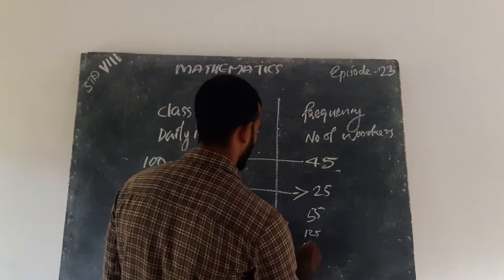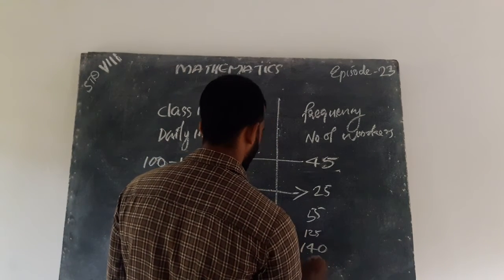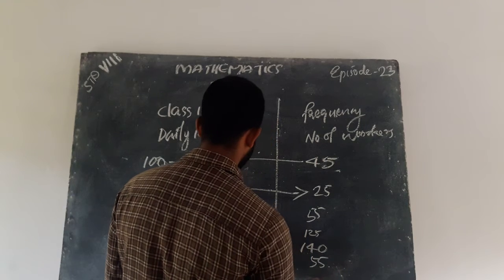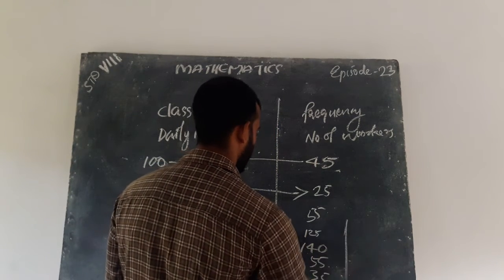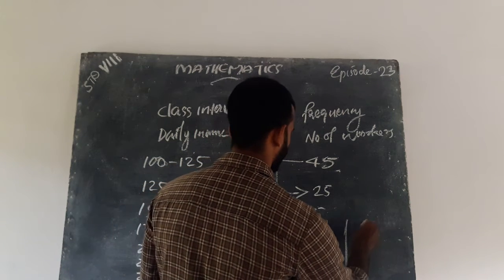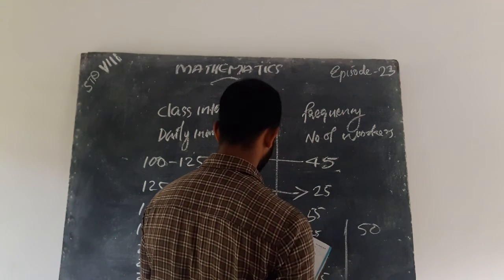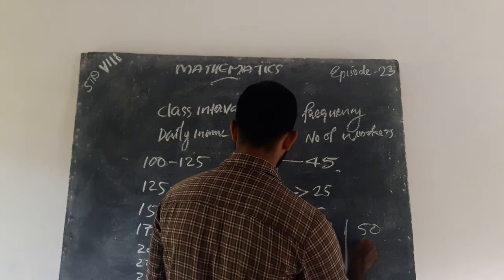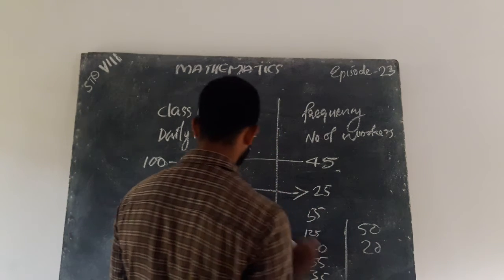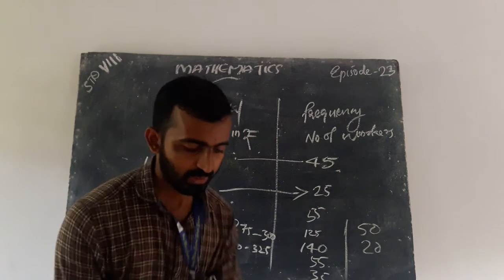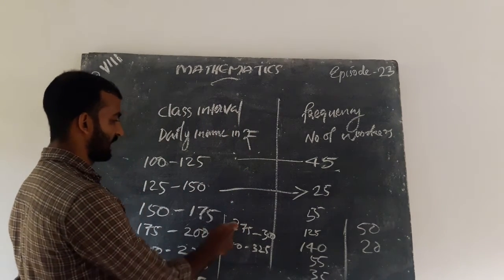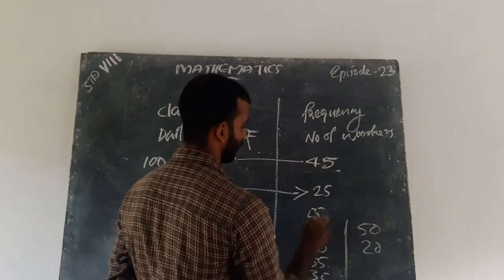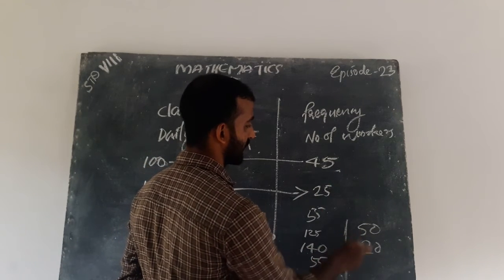125, 140, 55, 35, 50, 20. That is, the classes are 1, 2, 3, 4, 5, 6, 7, 8, 9. 1, 2, 3, 4, 5, 6, 7, 8, 9.